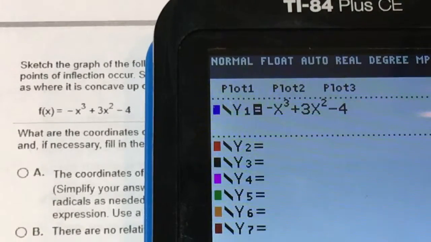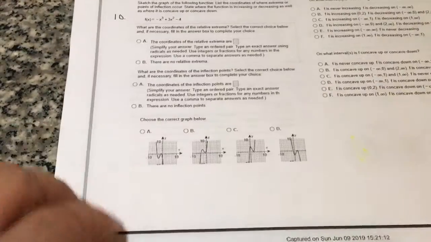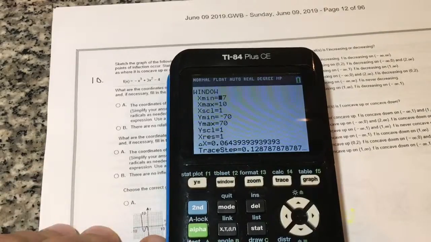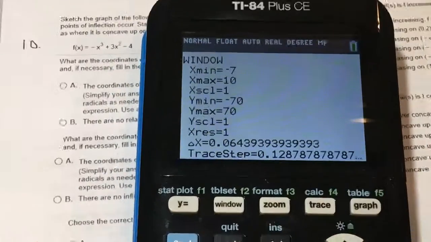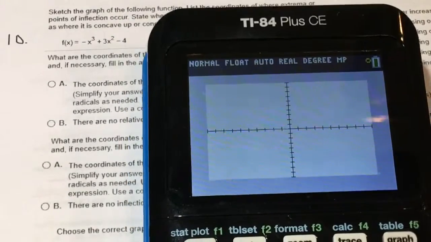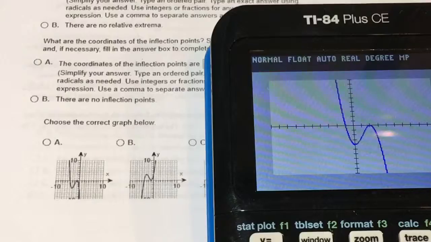Before we graph it, we'd like to look at the scale that they have on their graphs. And notice their scale on their graph is the 10 by 10 window. So we're going to go to window and change it to the 10 by 10 setting. -10, 10. And now we'll graph it, and we'll get a graph exactly the way it's going to be symmetric to where proportional to their graph.